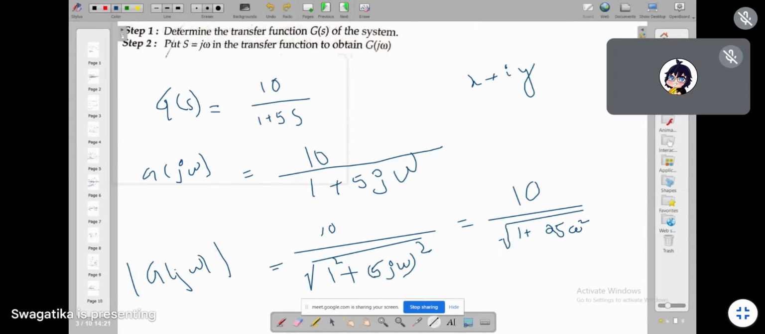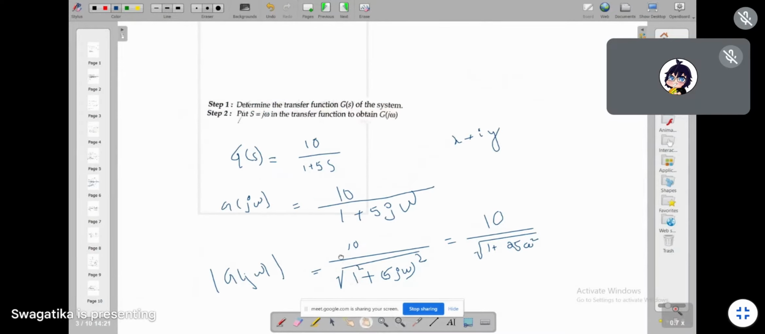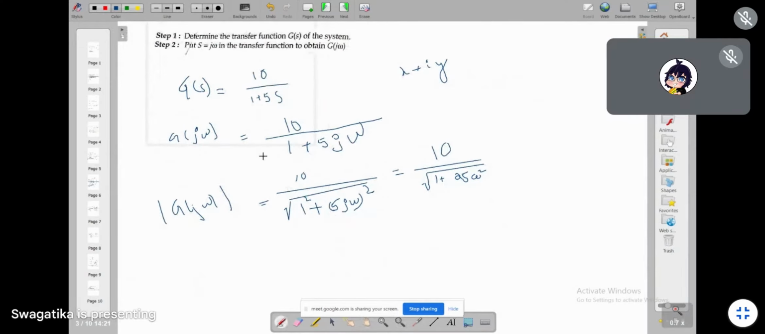Then I will go for the phase. How will I calculate the phase?